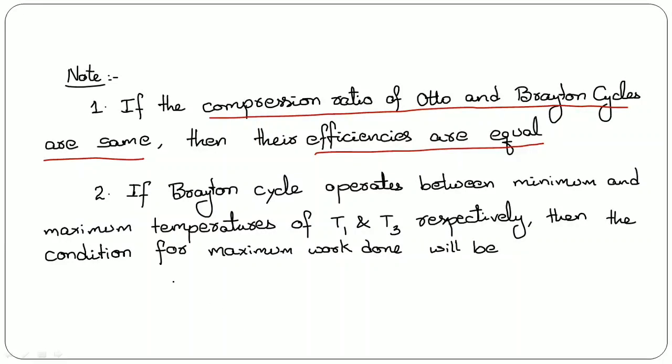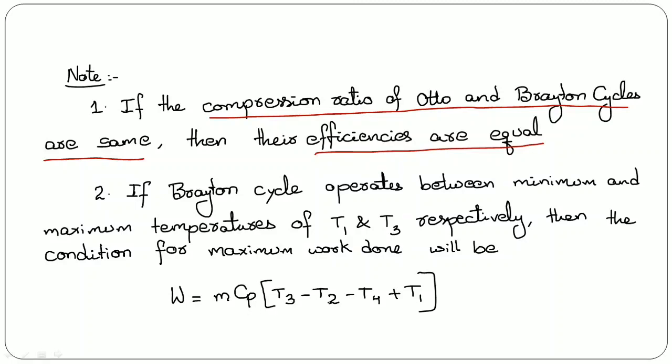Now here we are considering the Brayton cycle operating between minimum and maximum temperatures of T1 and T3 respectively, then the condition for maximum work done we are taking. Now for this we need to take the work done formula. Work done is mCp (T3 minus T2 minus T4 plus T1). So this is the formula for work done.